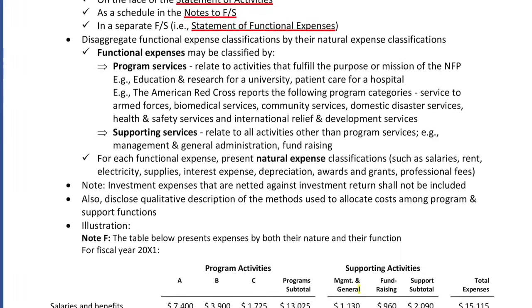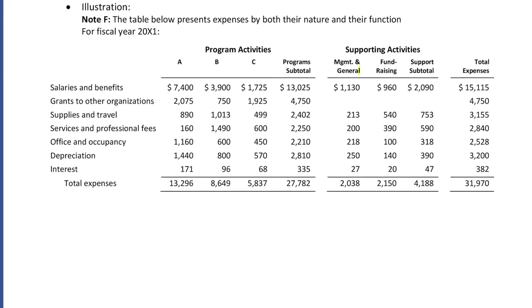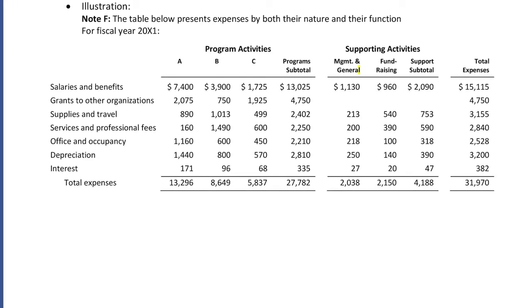Now let's look at an illustration that we have towards the bottom of the page. So you got a note F with a table that presents expenses by both nature as well as function. So look on the rows to the left. You've got salaries and benefits, all of them put together. Grants to other organizations, again, all grants put together. Supplies and travel. You've got services and professional fees, all put together. You've got office and occupancy. Depreciation, you've got interest. So draw a bracket and write there, natural classification.